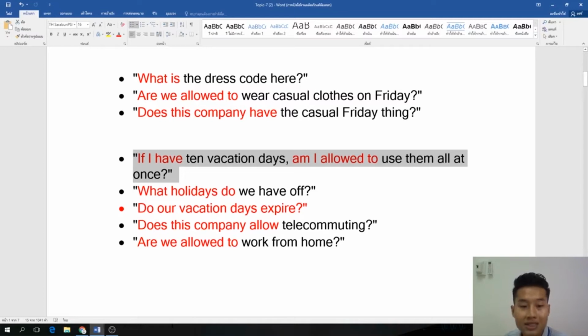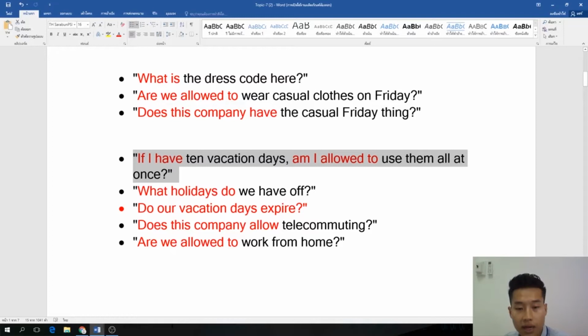Do our vacation days expire? What does expire mean? Expire means the date is over. When you go to 7-Eleven, they have the starting day and the expire day of the food. After the expire day, you cannot eat the food because it's already spoiled. It's perished, we call it.